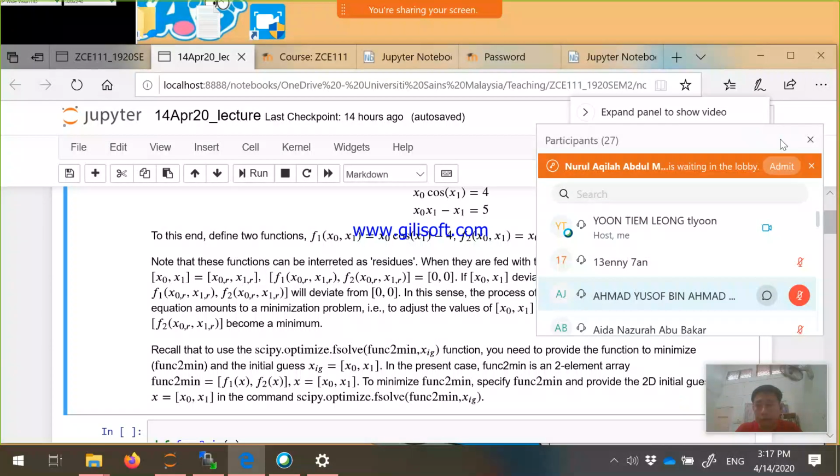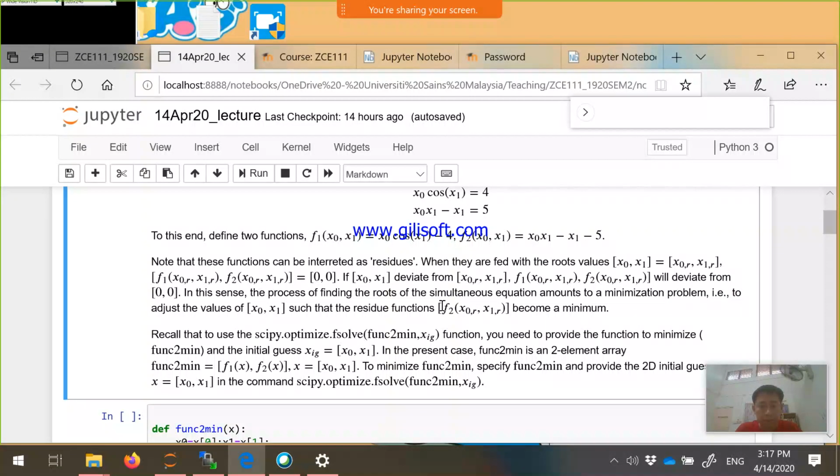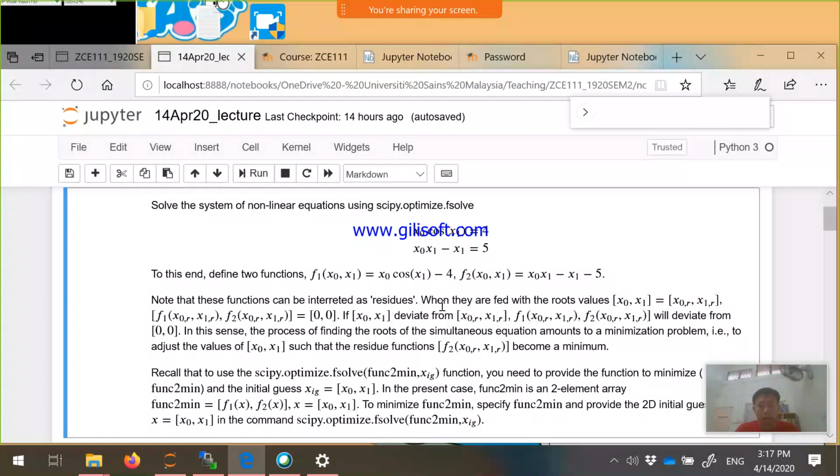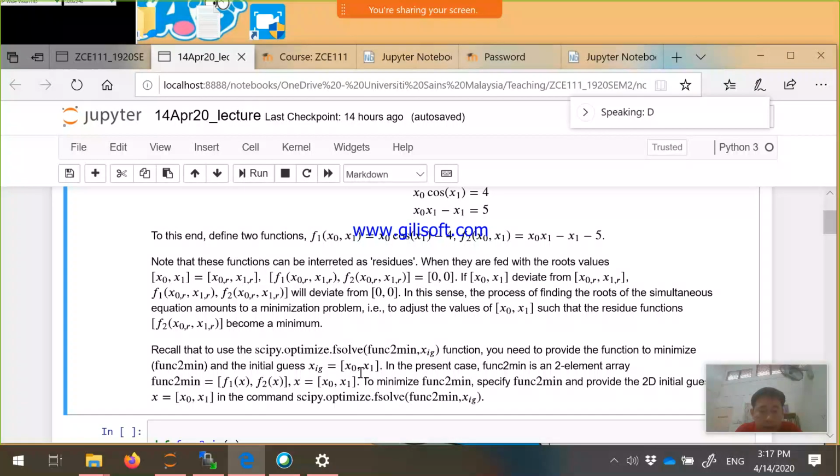Okay, so to proceed with the solutions, I'll try to construct the functions f1 and f2. Our idea is to provide the functions and then try to minimize the error of the functions. So the way we do it is like this.